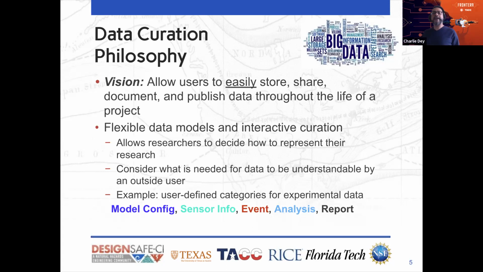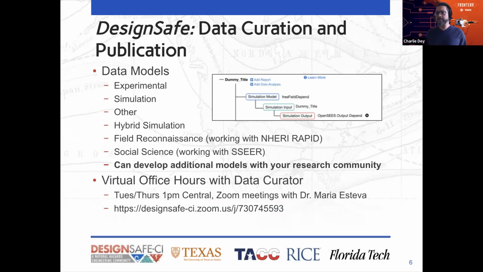And then, of course, how do you categorize your data sets as well, and the different parts of your data? Say, is it a model or part of a sensor or part of an event that's occurring, or is it analysis or report or visualization? And so those all come into play. So the curation publication model, we have the data models, we have our experimental simulation, other hybrid simulation, we have the field reconnaissance, we now have the social sciences represented as well. And of course, we can help you develop other models for your research community as well.